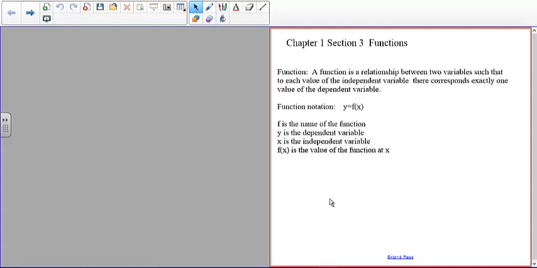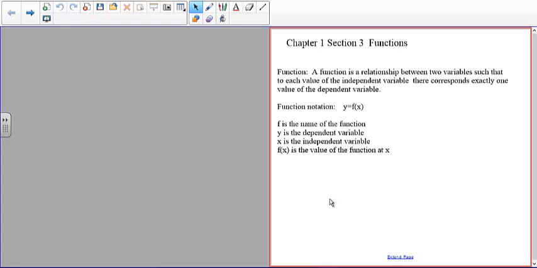Okay, so our next topic is functions, and the definition that you'll see in a book is: a function is a relationship between two variables such that for each value of the independent variable, there corresponds exactly one value of the dependent variable. And the notation we use is y equals f of x. Sometimes we say y equals x squared, and sometimes we say f of x equals x squared. F of x is kind of the function.